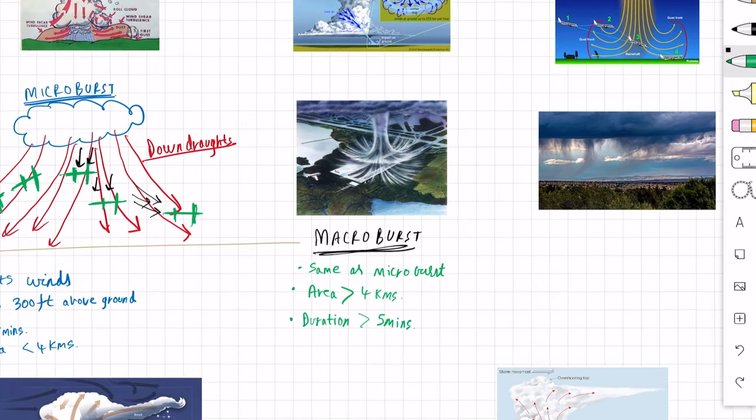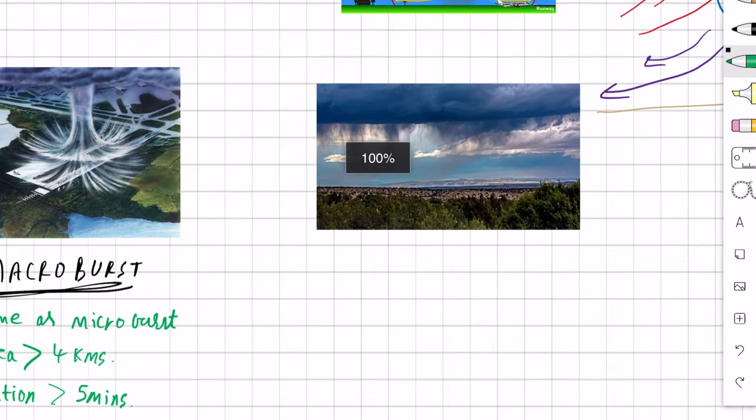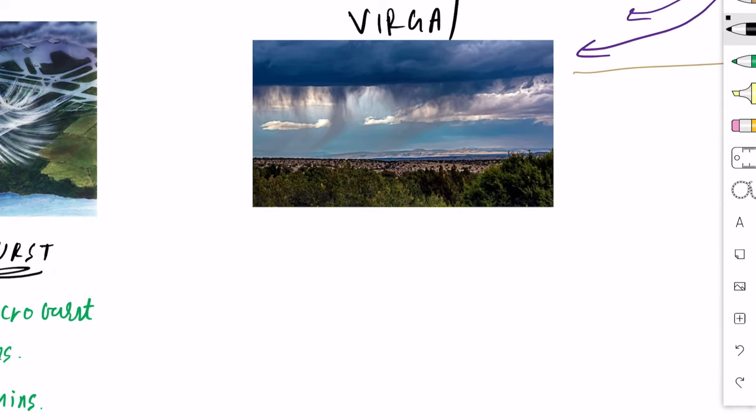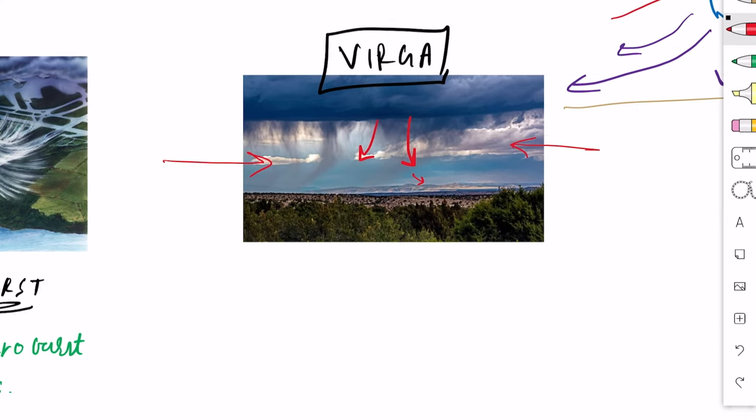Now, how do we know we're getting a microburst? So there's an indication of microburst and it is known as virga. So this is virga. It is when the water molecules coming from the clouds are so fast that they evaporate before even reaching the ground. So when you see a virga, you can make out that the downdrafts are so bad that even the water molecules are evaporating before reaching the ground. It's coming down at a very, very high speed.